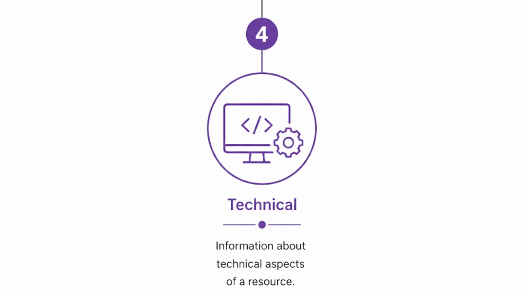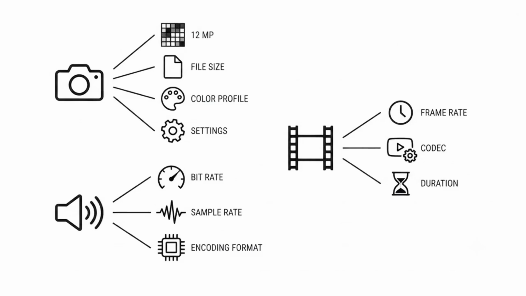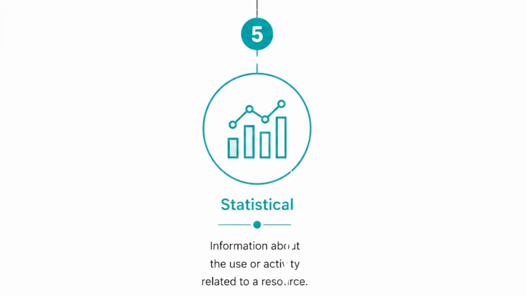Type 4. Technical metadata. This goes a level deeper. It describes the technical characteristics of a file or system. Examples. A photo's resolution, e.g. 12 megapixels, file size, color profile, and camera settings. An audio file's bitrate, sample rate, and encoding format. A video's frame rate, codec, and duration. Technical metadata is critical for engineers, developers, and designers who need to know how a file behaves, not just what it contains.